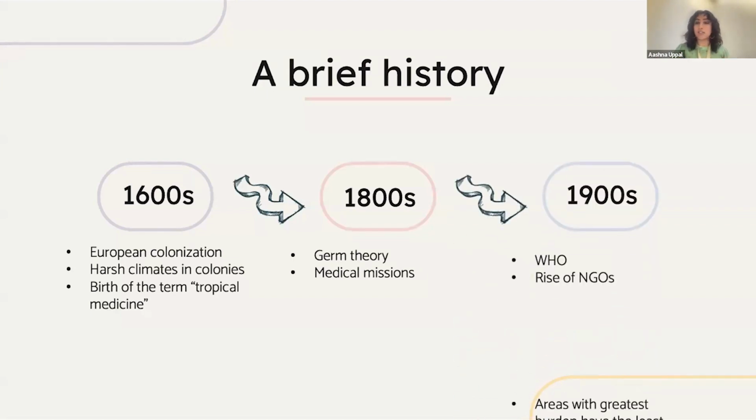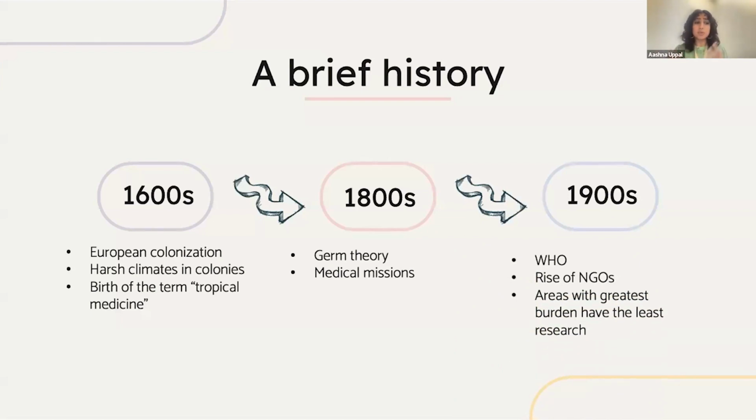Post-colonial global health, on the other hand, looks a little bit different. We now have multilateral organizations and NGOs like the WHO that have set global health goals and have routed funding towards achieving them. There's been an absolute explosion of global health research to better understand, prevent, and treat diseases. Yet it still remains that the areas with the greatest health burden often have the least research capacity.